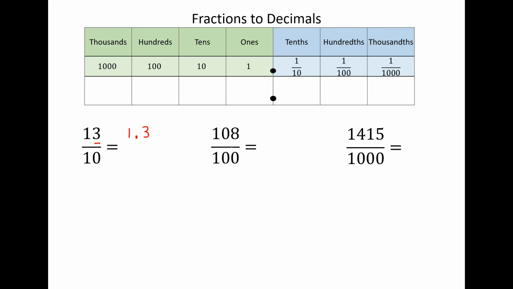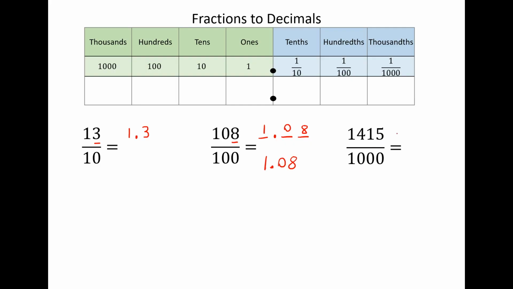For 108 over 100, because I'm in the hundreds place, I simply have 2 place values over after the decimal. I'm simply going to start by filling in the smallest place value, which is the hundredths, with the furthest number that I have here to the right, which is an 8. So I'm going to write 8. Then I'm going to write 0 here, which is next. Then I simply write the 1. So my final answer is 1.08. Perfect.